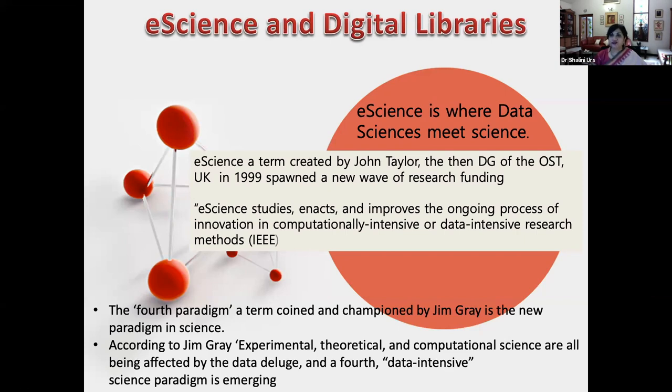And later on, this was picked up, and IEEE has been conducting a series of conferences. I think now it is the 15th conference on e-science. And it defines e-science as something that studies, enacts, and improves the ongoing process of innovation in computationally intensive or data intensive research methods.